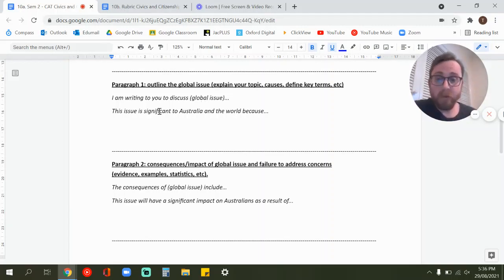So I need to very briefly describe why it's important to Australia and why it's important to the world, because that's the connection here that we're going for. Not just the Australian response, we're talking about global citizenship. So when you talk about your issue, why is it significant to Australia? And why is it significant to the world?